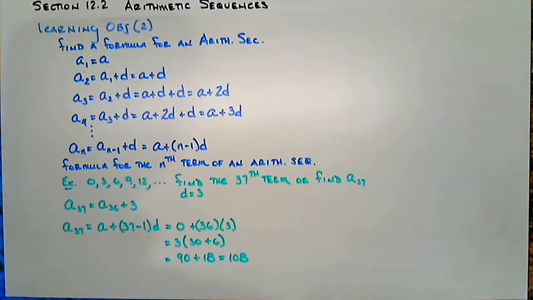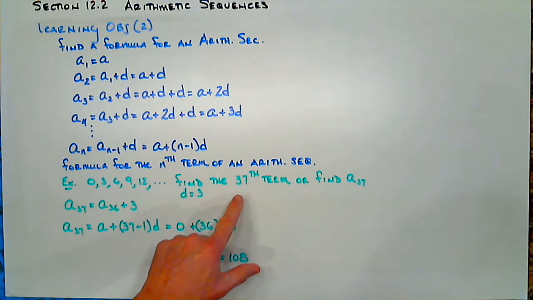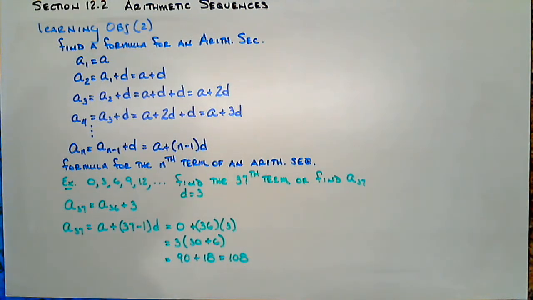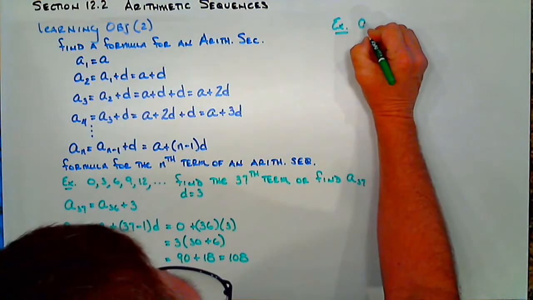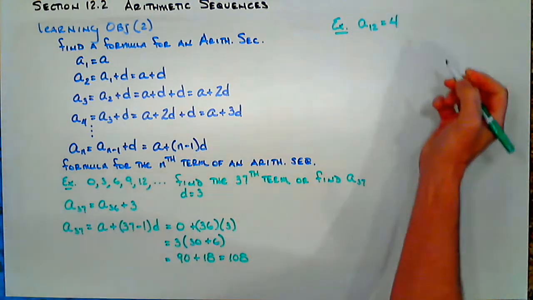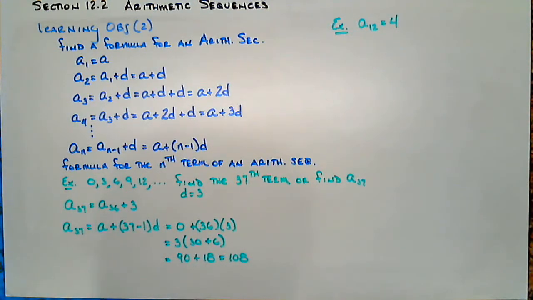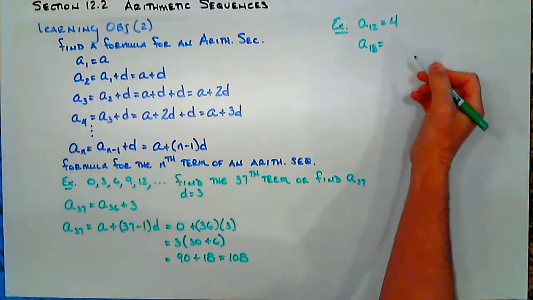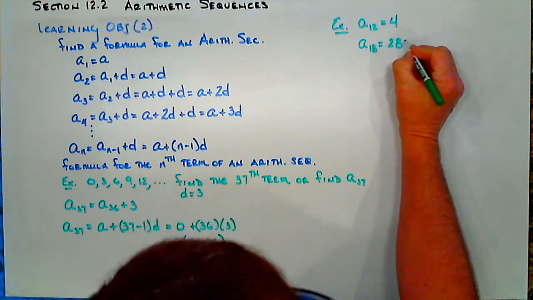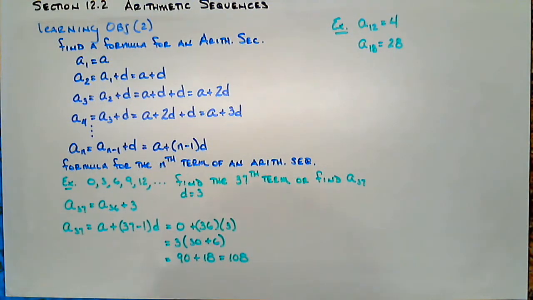Now, what else can they do to us here? What are some of the other kinds of questions that they can give us? Well, they can give us this kind, where they ask us to find a certain term. But then there's another kind of question. Here's another example. They could say, a sub 12 is 4. Sorry, your 12th term is 4. And then they could say your 18th term is 28. Now these problems are in your Algebra 2 book. You do problems just like this in Algebra 2.